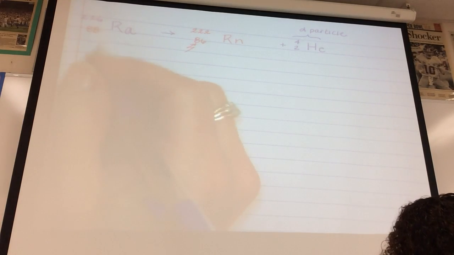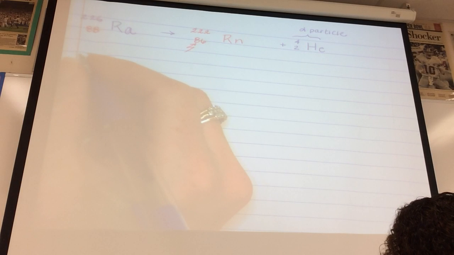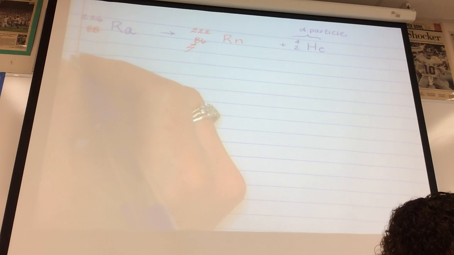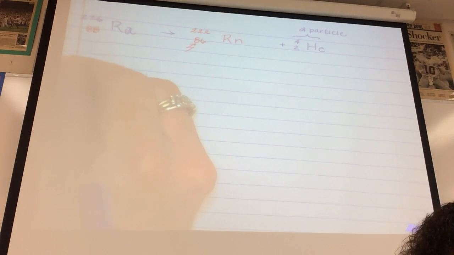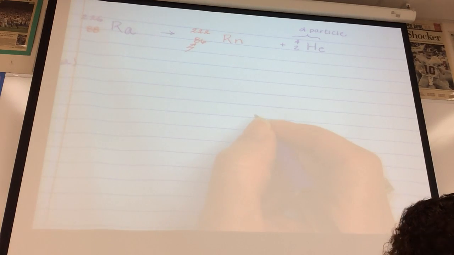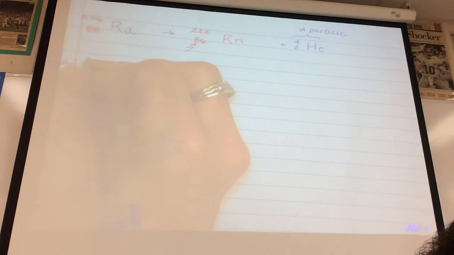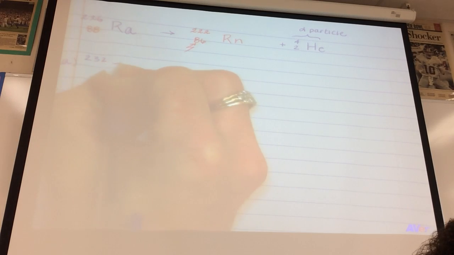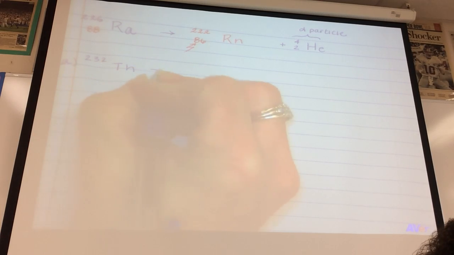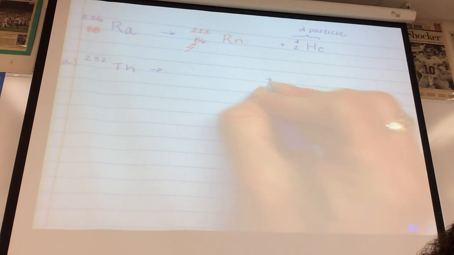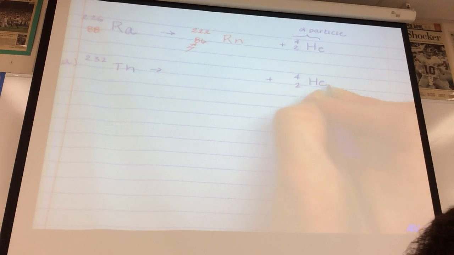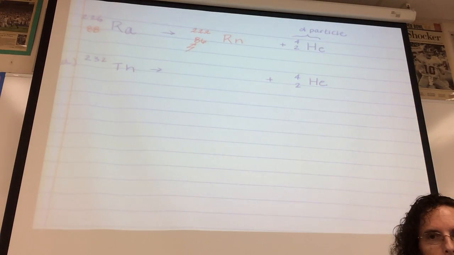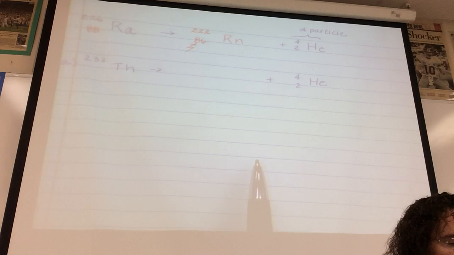There are 2 examples that we want to work through. It says write nuclear reactions or equations for the following. The first one says thorium-232. So again, 232 is the mass number, thorium, and you're going to emit 1 alpha particle. And now you want to figure out the rest and write a balanced nuclear equation.